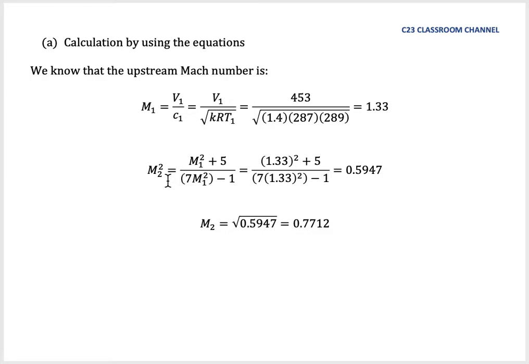Then we could calculate the Mach number 2 by using this equation. Mach number 2 square is equal to (M1 square plus 5) divided by (7 M1 square minus 1). We substitute the value and we get 0.5947. Please be careful because this value is actually the value of Mach number 2 with power of 2 here. Then to get the value of Mach number at point number 2, we need to take the square root of this value and we could get 0.7712.